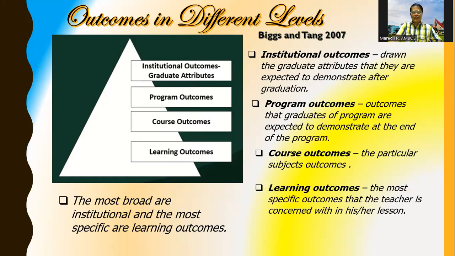Then we have the learning outcomes, which are the most specific outcomes that the teacher is concerned with in his or her lesson. So that's the learning outcomes. Again, we have four different levels of outcomes. The first is institutional, the second is program, the course, and the learning outcomes.